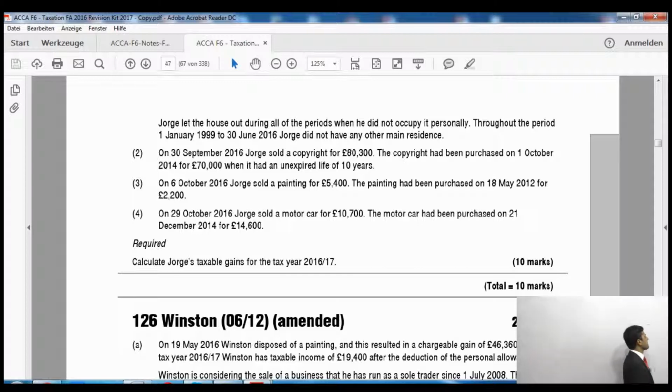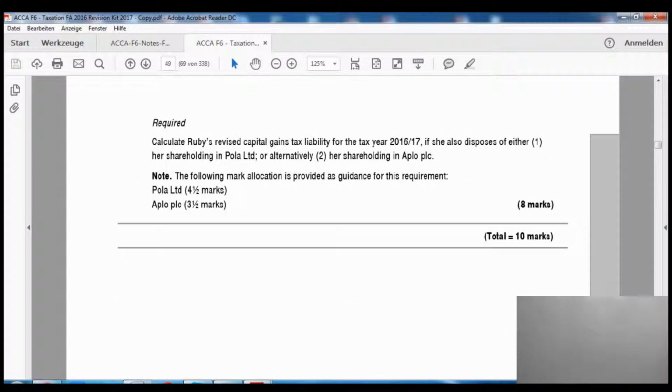After that, number 4, it says on 29th of October 2016, George sold a motor car for 10,600. We know that motor cars are exempt from capital gains tax anyway. We have seen a few assets which are exempt from capital gains tax, one of which was motor car, so there is no capital gains tax on motor car anyway. Right? So I will just show you the answer as well.